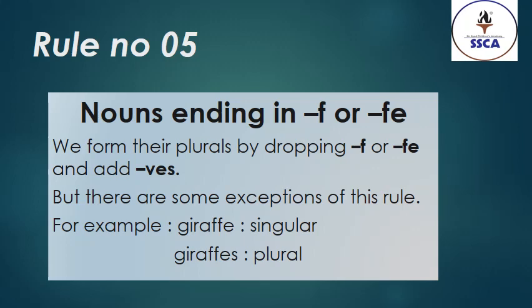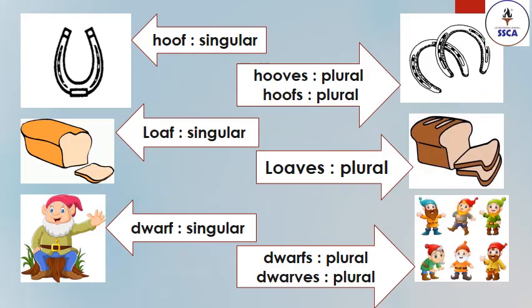We skip F or FE and add VES to form its plural. But if there is a double F, we don't do this. We just add S to form its plural, like giraffe, giraffes. Let's have some examples. Dear students, we have some nouns that may have both cases, like we can add either VES or we can add S to form its plural.